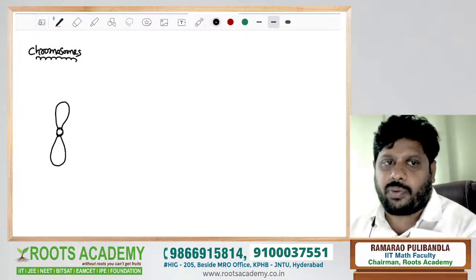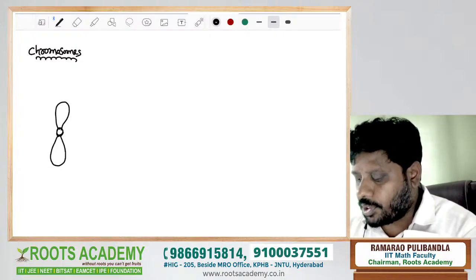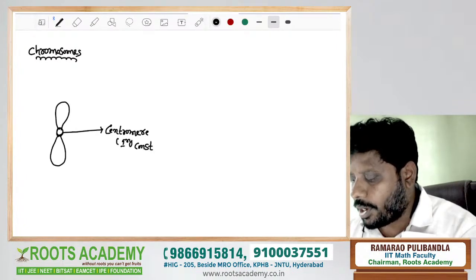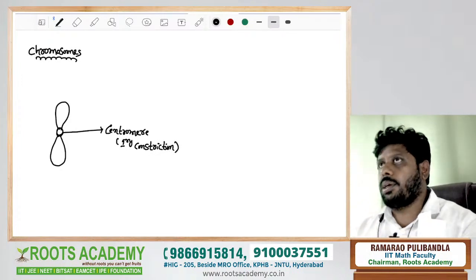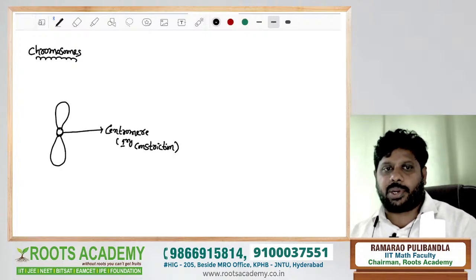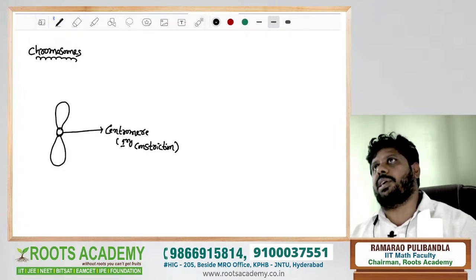In the structure of the chromosome, in the center one spherical body is present. That spherical body is called the centromere, which is also called the primary constriction. The centromere is also called the primary constriction.